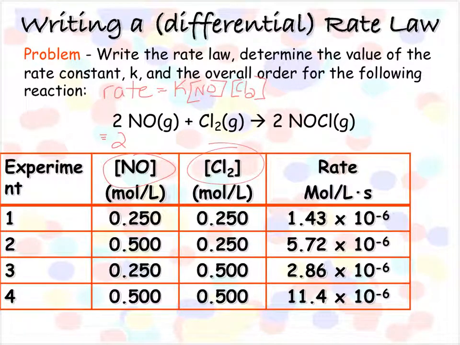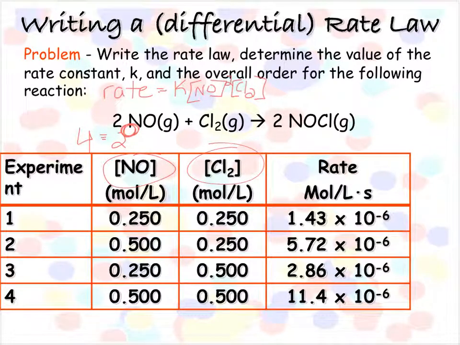Okay, so if I look at this in terms of the equation, right? So my concentration doubled, right? And my rate quadrupled. And remember, again, I'm looking for that exponent. So 2 raised to what would get me 4? Hopefully you said 2. So that means that it's second order with respect to NO. Okay? All right, now we want to look at CL2 now.